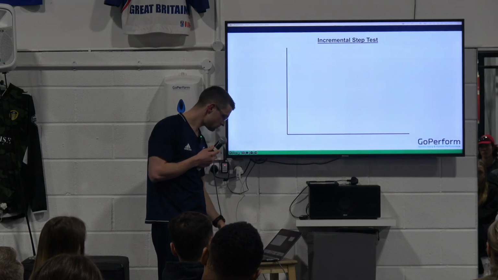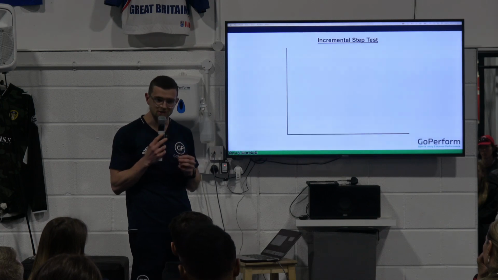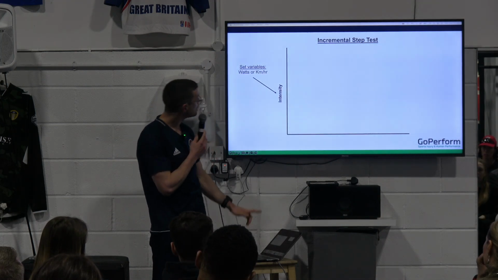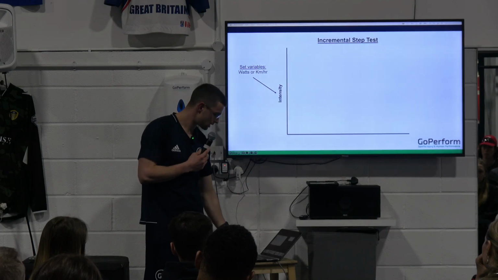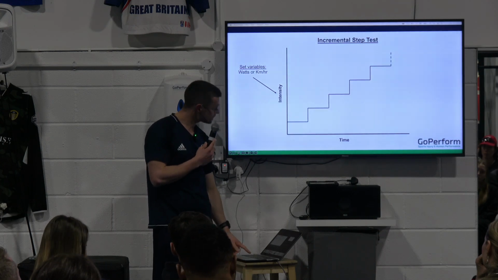Anyway, so the test that we do here, we call it an incremental step test. This is how we identify the lactate threshold. So on this graph here, we've got intensity on the y-axis there, which is obviously in kilometers an hour for running, and then time on the x. So this is what I mean by a step.